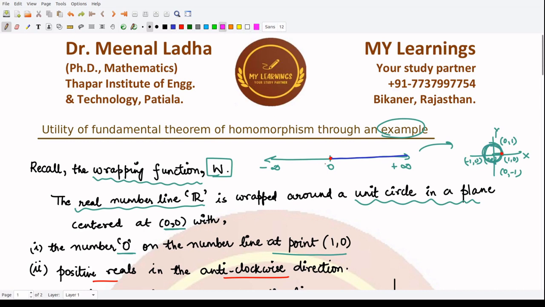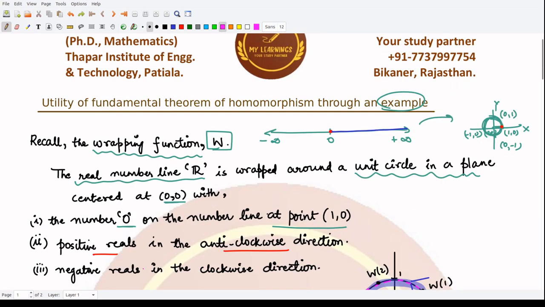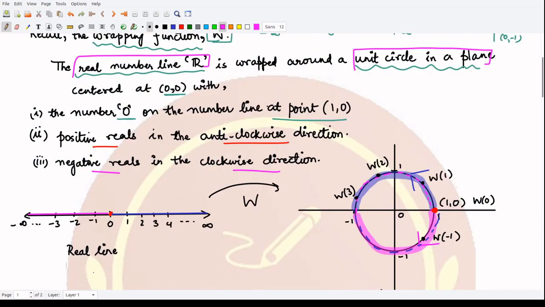Similarly, for the negative reals, they are saying they are mapped in the clockwise direction starting from the point (1, 0). Right, so all these negative reals, starting from this point (1, 0), go in the clockwise direction, right? They keep on rotating as the values increase, right? And this is how you obtain all the values. So this function is wrapping the whole of the real number line to the unit circle in a plane with center at (0, 0), right? I have shown here diagrammatically, this is our real line and this is our unit circle.